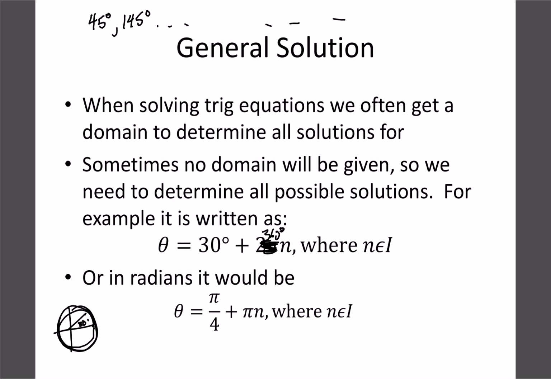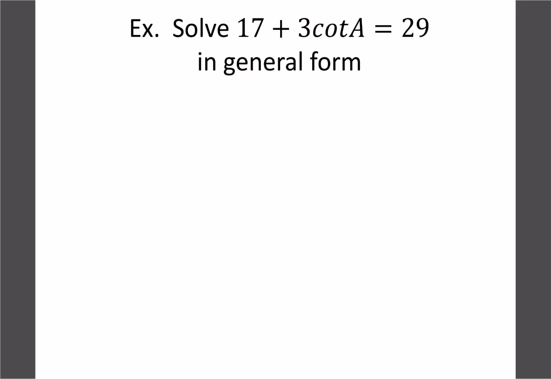Or if it was in radians, you could get something like pi by 4 plus pi, which would only be 180. So depending on the scenario in the question, you're just going to be adding on plus 360 or plus 2 pi or whatever the case may be. So let's look at one of those.